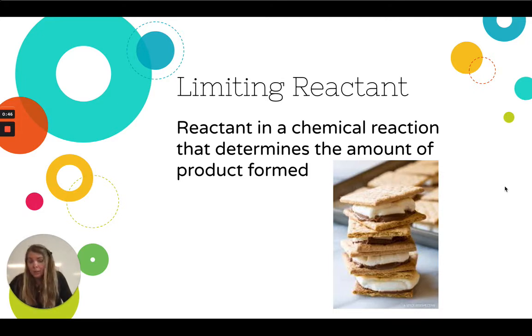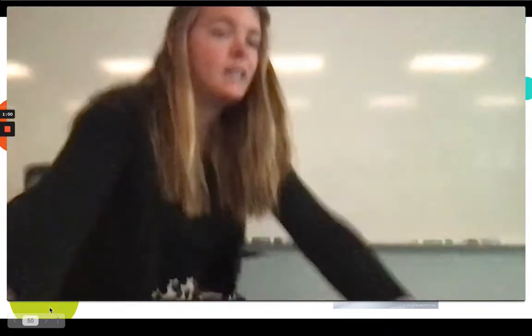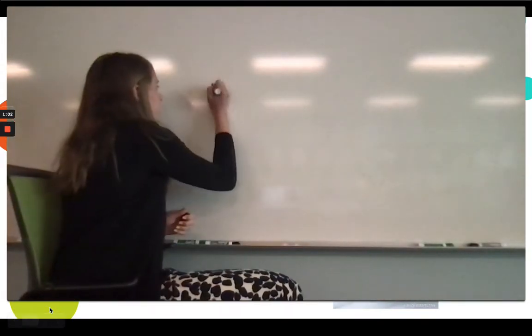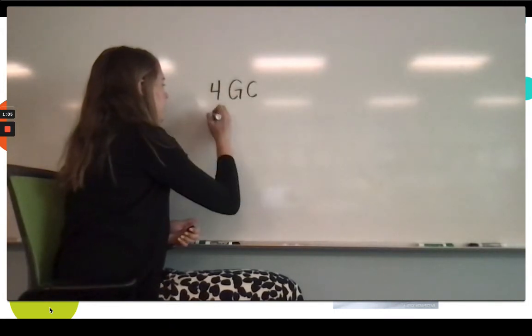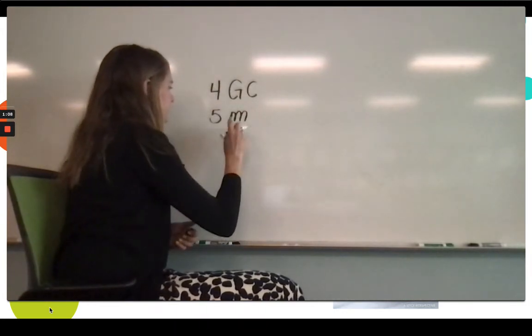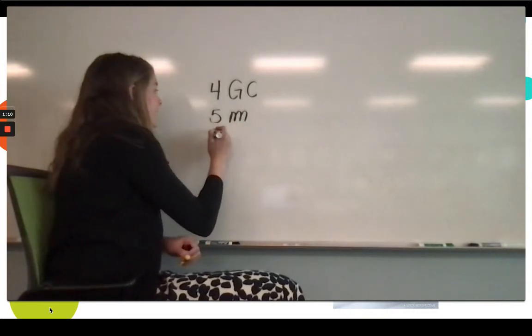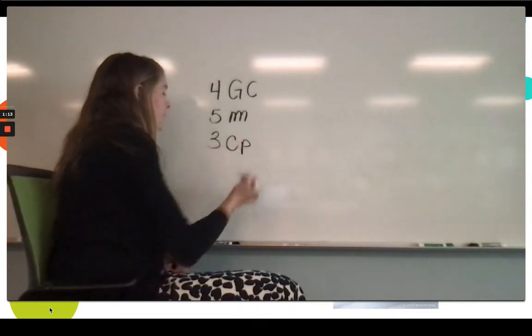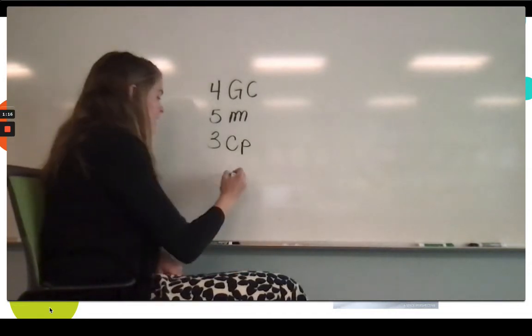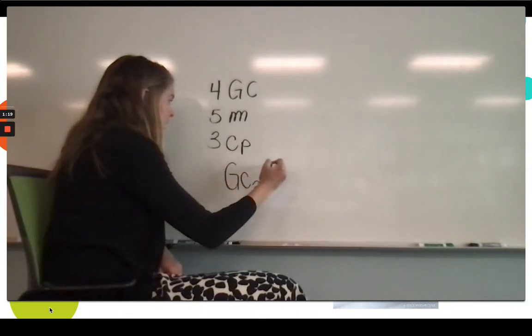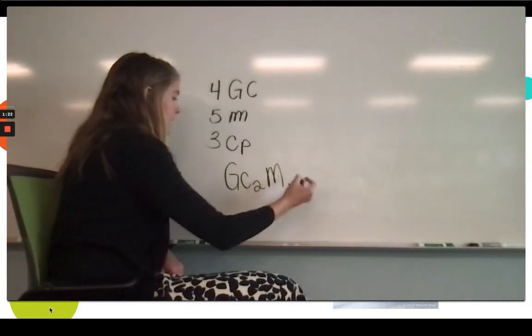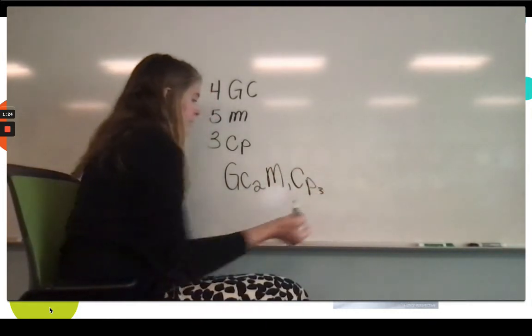So for example, if you had 4 graham crackers, 5 marshmallows, and 3 pieces of chocolate, how many s'mores could you make? So let me write that out behind me. So if you had 4 graham crackers, 5 marshmallows, and 3 chocolate pieces, how many s'mores could you make? A s'more requires 2 graham crackers, 1 marshmallow, and 3 chocolate pieces.